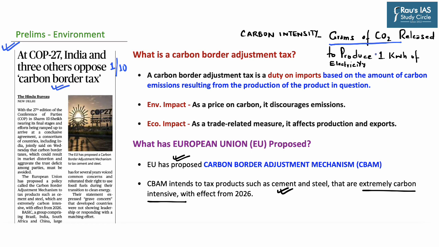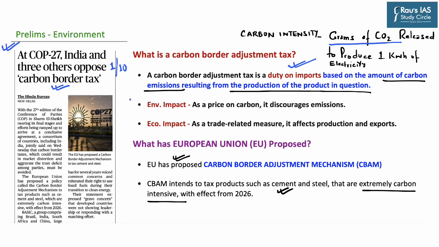So electricity which is generated using fossil fuels is more carbon intensive, as the process by which it is generated creates carbon dioxide emissions. So in this sense, this carbon border adjustment tax, which is proposed to be imposed by the European Union, is a duty or tax on import for such products which is based on the amount of carbon dioxide emissions resulting from production of the product in question.